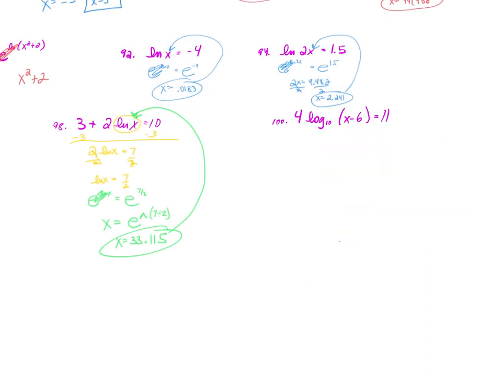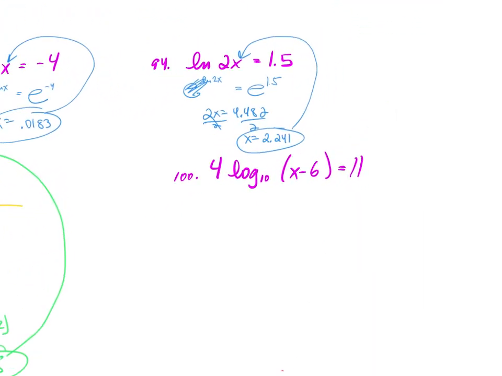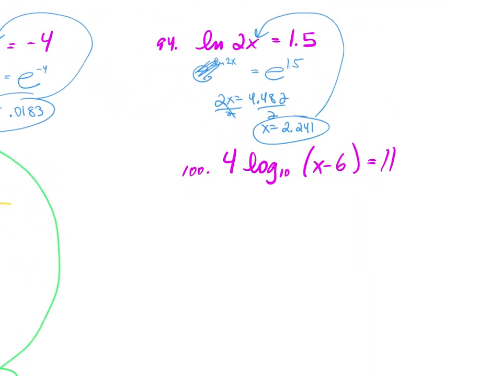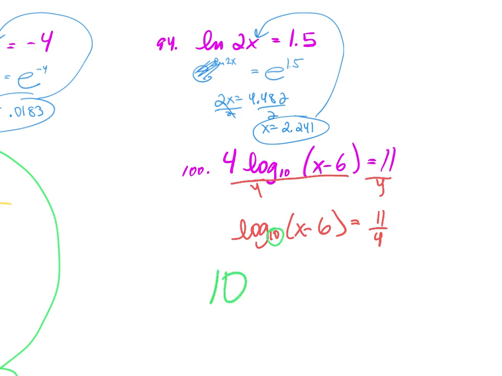Okay, so coming to this one, I see 4 times log base 10, x minus 6 equals 11. Okay, this is what we need to isolate. We've got to get it by itself. So I'm going to divide both sides by 4. And I'm going to say log base 10 of x minus 6 equals 11 over 4. Now the opposite of logarithmic is exponential. So I'm going to use this little 10. This is going to be my guideline. It's going to be a big 10 base. Everything goes upstairs. What you do to one side, you do to the other.